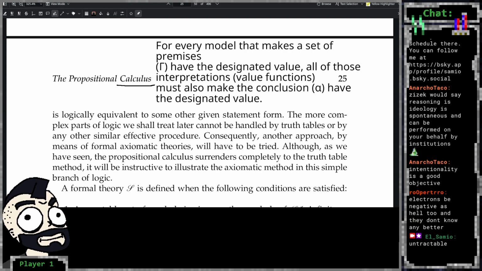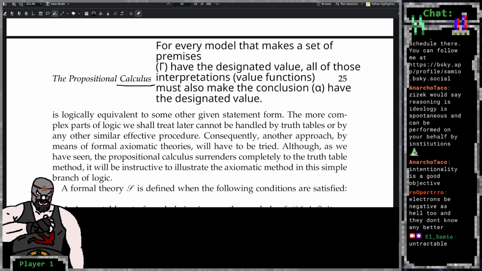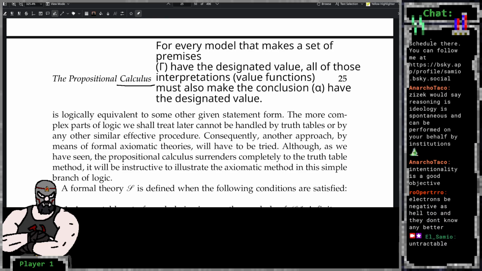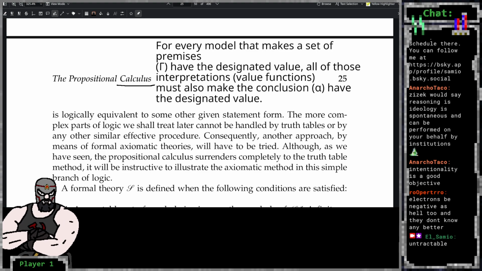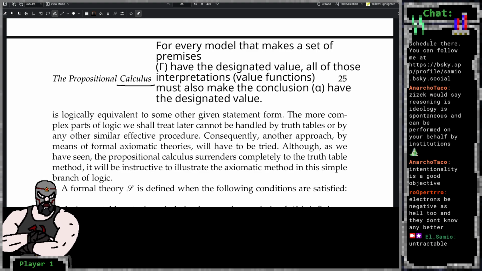So truth tables quickly become intractable. If you have 16 propositional letters, that is 2 to the 16th, that is 65,536.